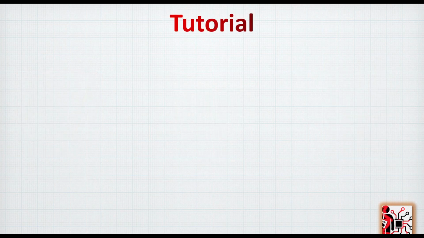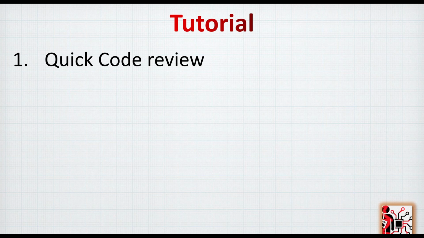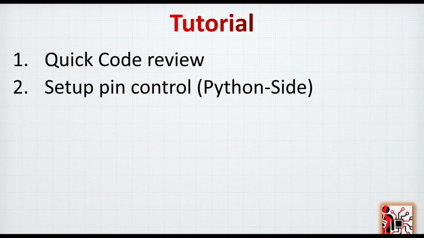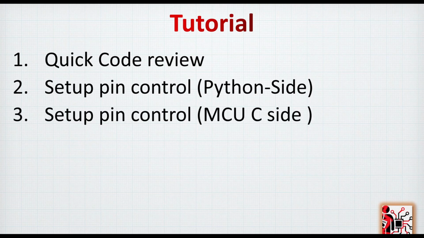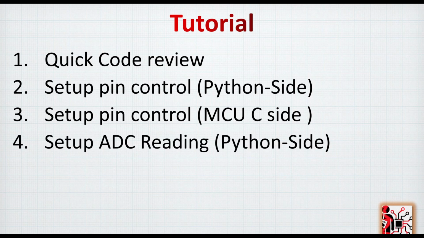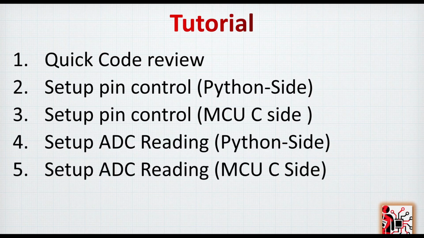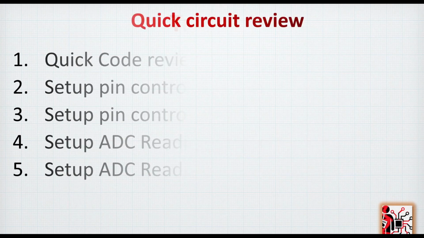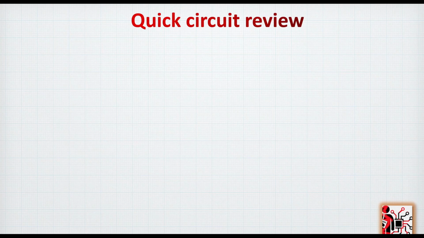Okay, so for the tutorial, we have at the beginning a quick code review, so that people who are just watching this video at least know the background of the code we created in the previous tutorials, and you will understand quickly. Then we are going to set up the pin control at the Python or PC level. After that, we are going to set up the other side, the MCU or microcontroller, using C code, and I hope I will explain this in detail. Then steps 4 and 5 will be how to set up the ADC reading from the Python side and the MCU side.